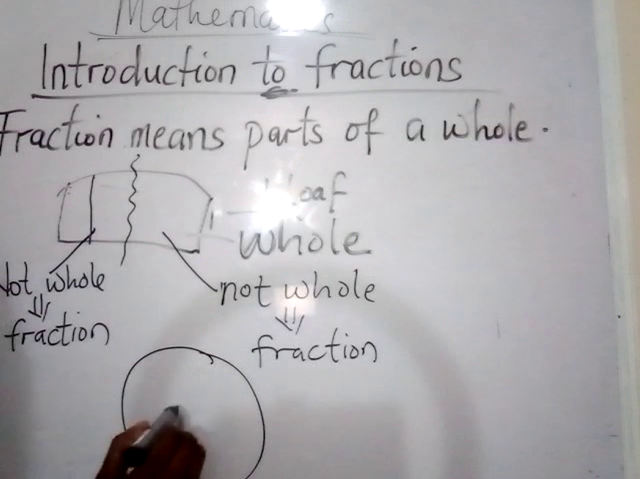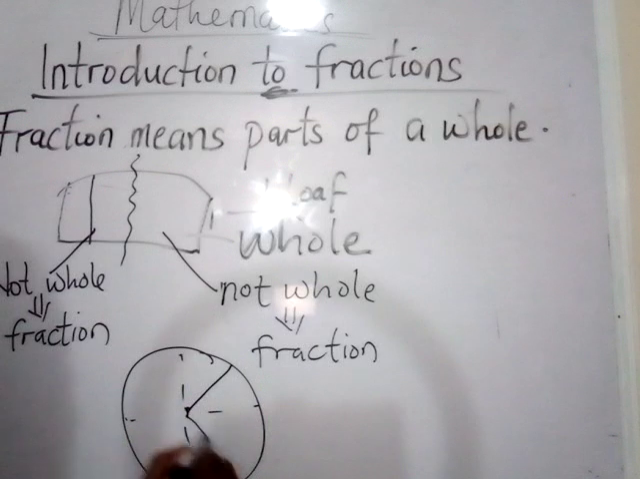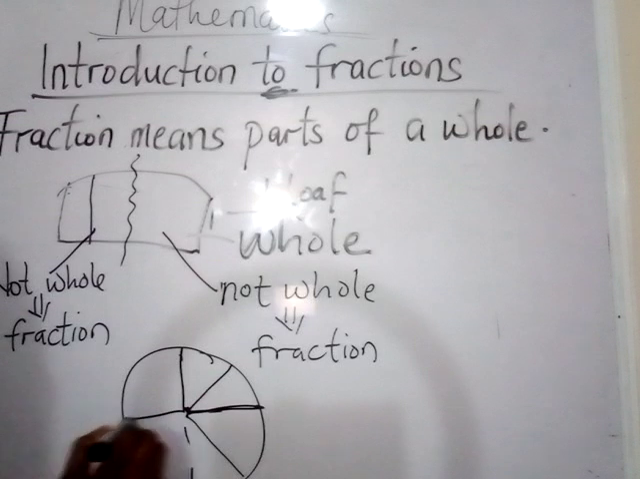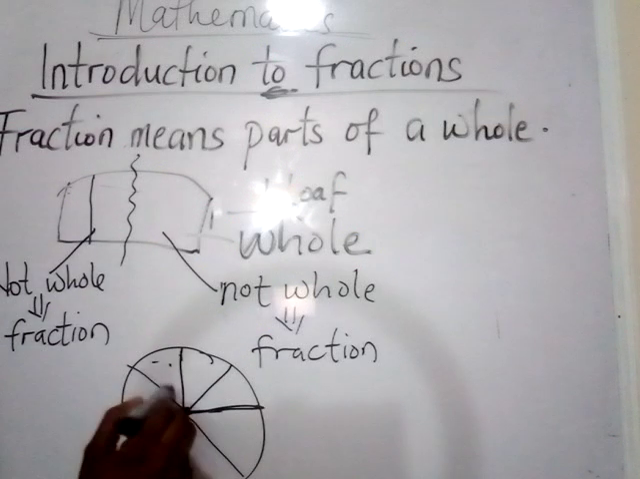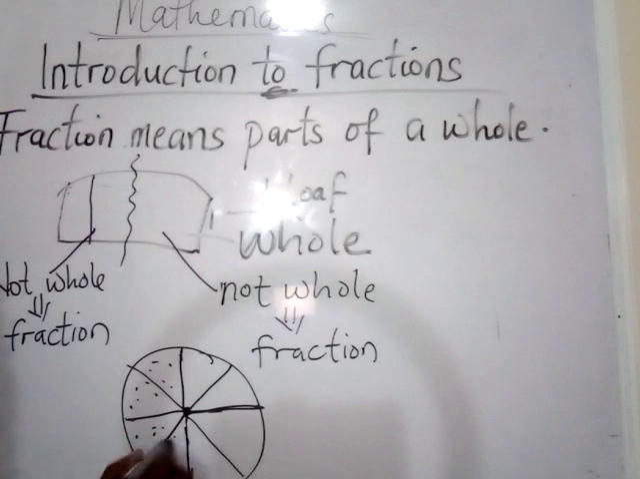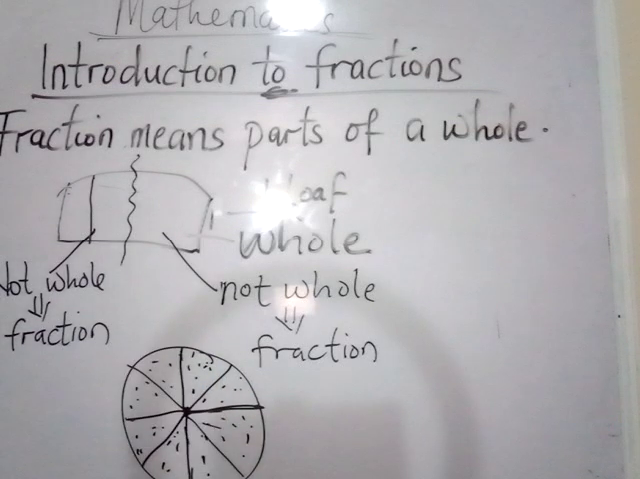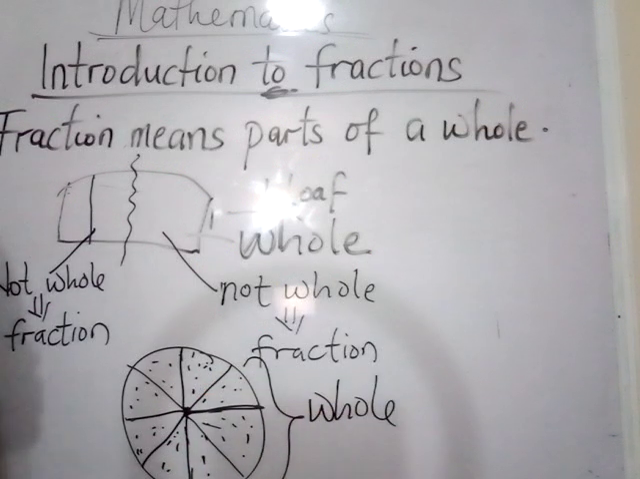Another example we can look at is a pizza, right? Normally a pizza is always shared into 8 parts, right? Okay, let's take this to be a pizza with all the things they put on top. Now this full pizza, this round pizza is whole. Everything you see here is whole. That means it is full, it is complete, right?